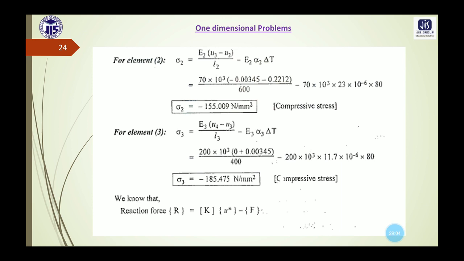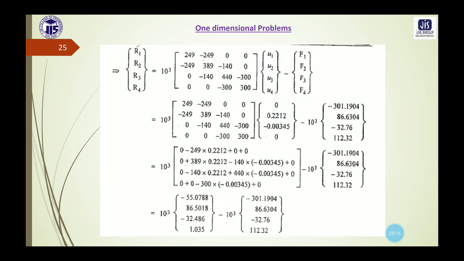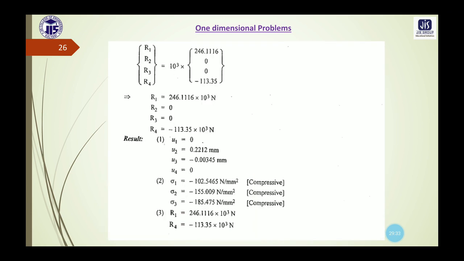Finally we need to calculate the reaction force for the structure, and the formula of the reaction force is the R matrix equals K into U minus F matrices. Actually we have found out all the values for K, U and F, so we need to put the values here and perform a matrix multiplication for this 4 by 4 matrix and this column matrix. After performing the several matrix operations, finally we are getting the reaction forces, which are R1 equals 246.11 into 10 cube Newton, R2 and R3 are 0, and R4 equals minus 113.35 into 10 cube Newton.